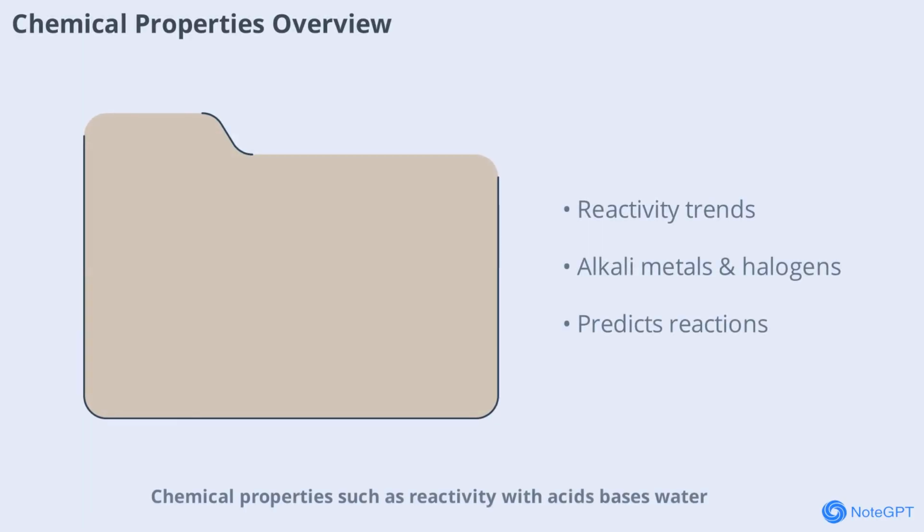Chemical properties, such as reactivity with acids, bases, water, and other elements, also vary periodically. For instance, alkali metals become more reactive down the group, while halogens become less reactive. These trends are linked to the ease with which atoms lose or gain electrons, which is governed by the periodic properties we've discussed. Recognizing these patterns is key to understanding chemical reactions and predicting products.